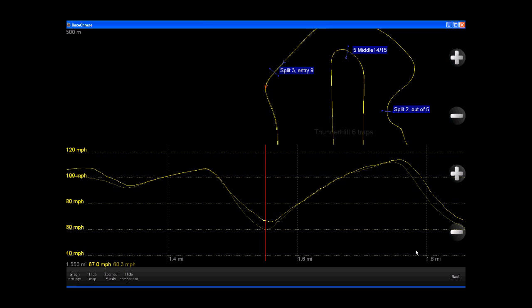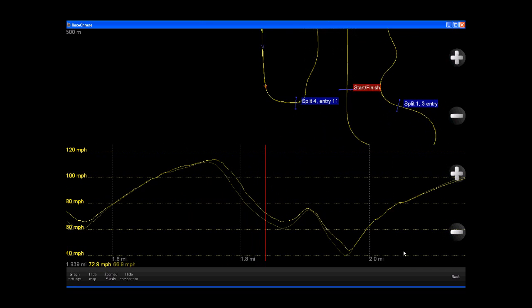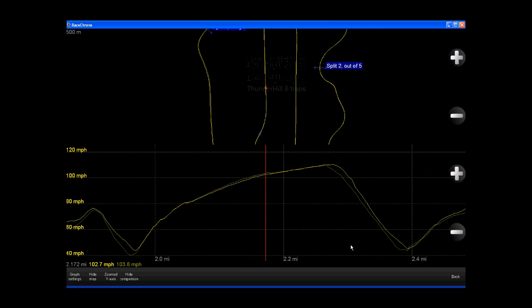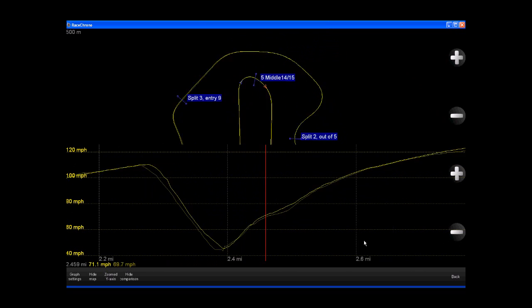So this is the type of data that you can get really easily with this software, and you need the phone and GPS setup, and we can do that pretty easily for you. You can match it up with video and do a lot of other great things with it.